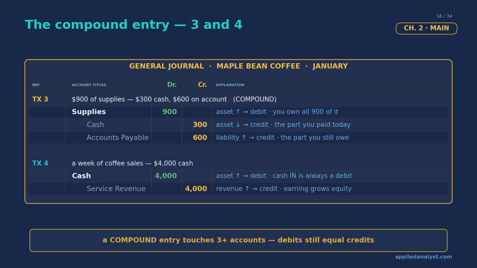Transaction 4. The shop earns. A week of sales, $4,000 cash. Cash up, debit. You gave up effort, not an asset. So it is revenue, credit service revenue, and equity grows.